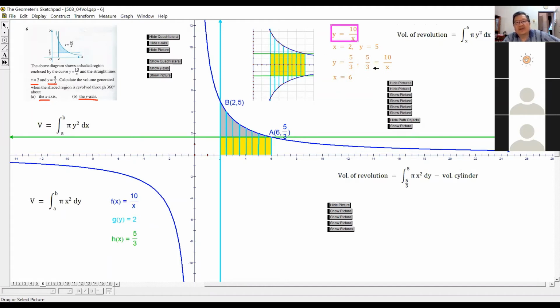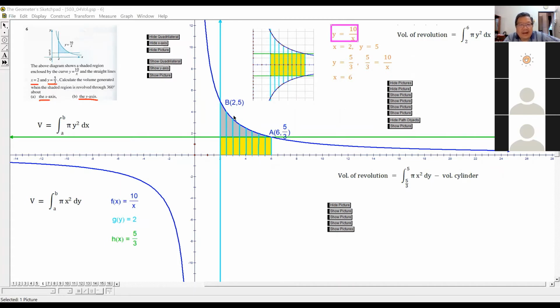Y equals x over 10. Now I know that one of the lines is y equals 5 over 3. This line is y equals 5 over 3, the green line.